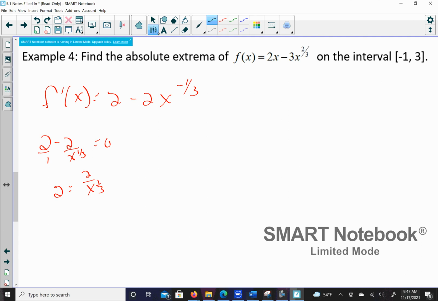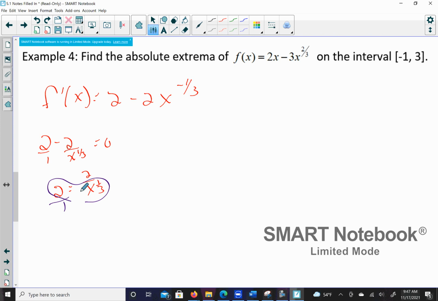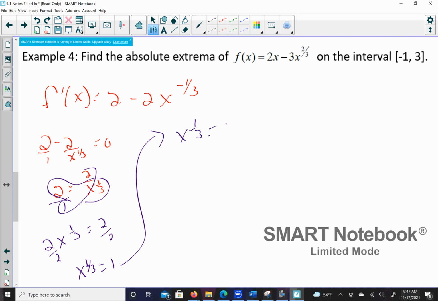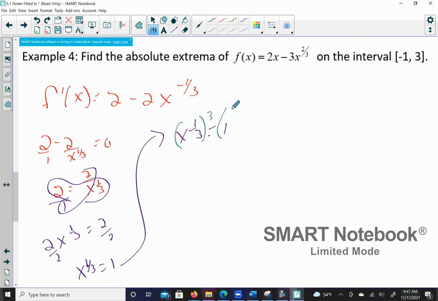Or some people prefer to think of this as if I put this over 1, then I'm going to cross multiply. However you want to do it, I'm going to get 2 times x to the 1/3 is equal to 2. I'm going to divide both sides by 2, and I'm going to have x to the 1/3 power is equal to 1. Then to solve that, I'm going to raise both sides to the reciprocal power, so I'm going to raise both sides to the 3rd power. And when I do that, I'm going to have x is equal to 1, because 1 raised to the 3rd power is 1. So that's my critical number.